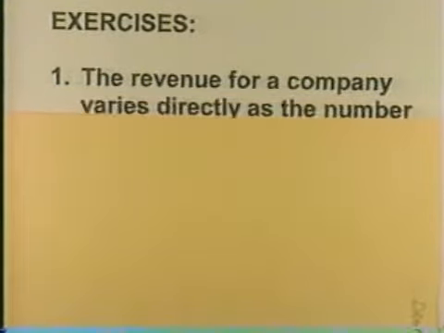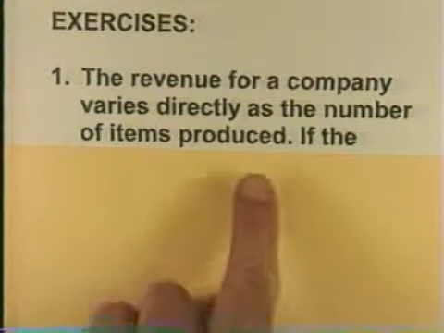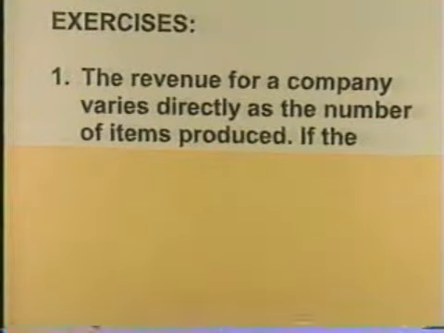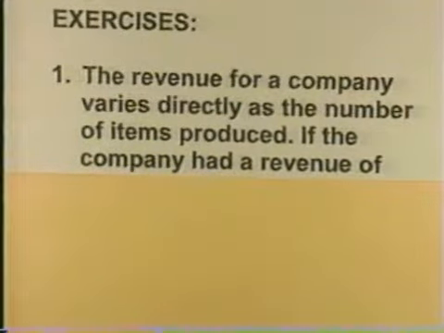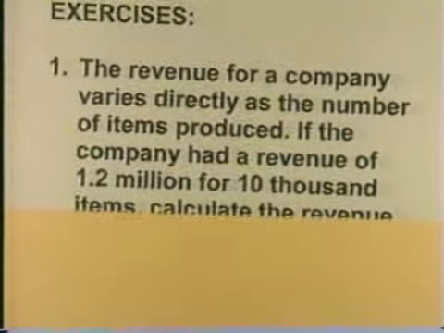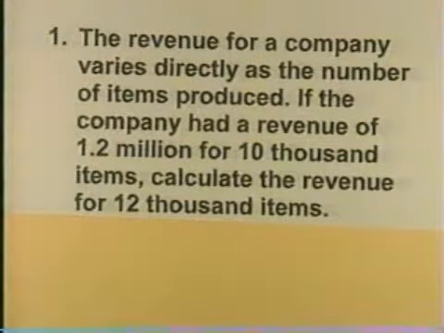The revenue for a company varies directly as the number of items produced. In other words, the more items a company makes, the more money they bring in. If the company had a revenue of $1.2 million for 10,000 items, calculate the revenue for 12,000 items. I'll give you just a minute or so to get this copied, then I'll give you the second problem. Remember, I want you to copy all 3 of them before you stop the tape.